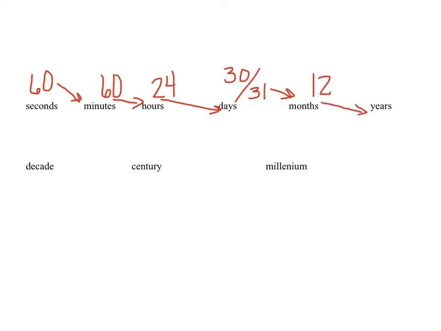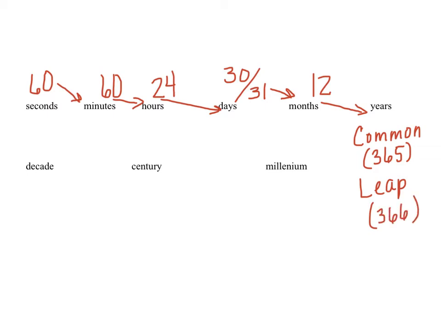When we get to years, we actually have two different kinds. We have what's called a common year of 365 days. And then every 4 years, we have what's called a leap year, which has 1 day more, 366 days. That's to coordinate with the rotation of the earth around the sun. So the years are either going to be common years or leap years.